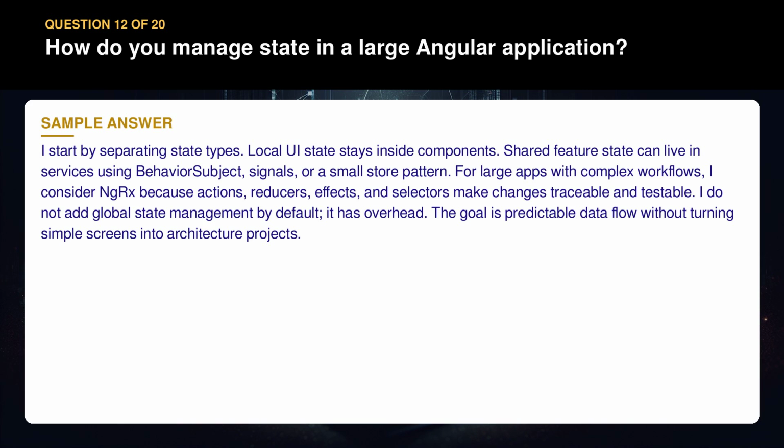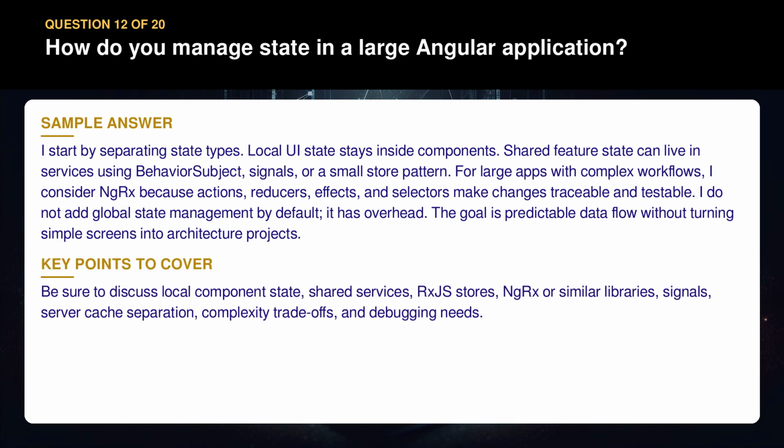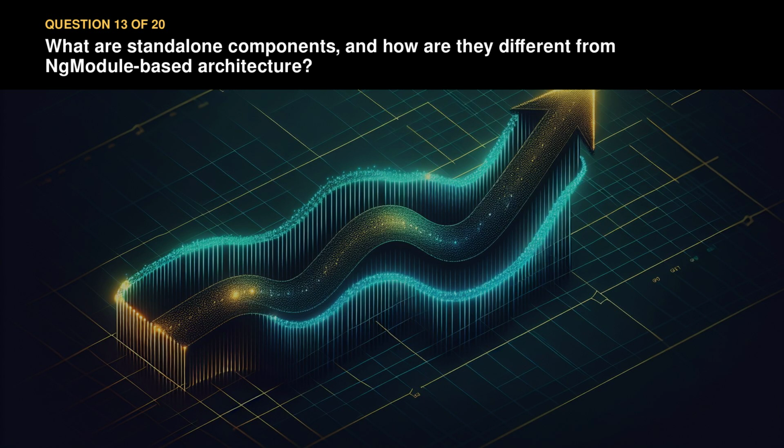For large apps with complex workflows, I consider NgRx because actions, reducers, effects, and selectors make changes traceable and testable. I do not add global state management by default. It has overhead. The goal is predictable data flow without turning simple screens into architecture projects. Be sure to discuss local component state, shared services, RxJS stores, NgRx or similar libraries, signals, server cache separation, complexity trade-offs, and debugging needs.